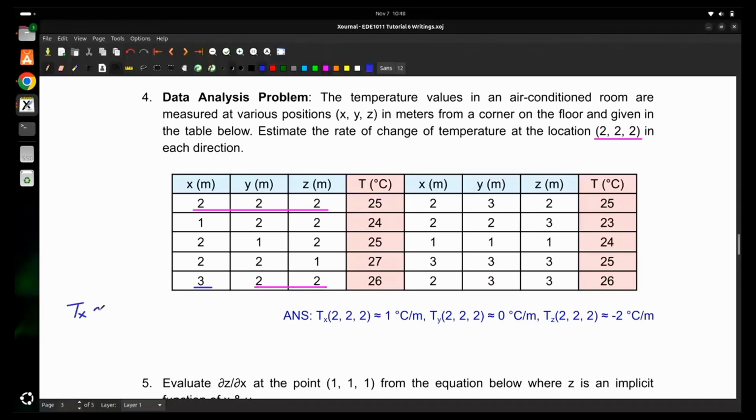So t sub x is approximated by the change of t in the x direction divided by the change of x. So this one must be in the x direction. So what's the change of t in the x direction? 25 to 26. So this one is 26 minus 25, can you see? Then divided by 3 minus 2. So the answer is 1 degree Celsius per meter. Any objections?